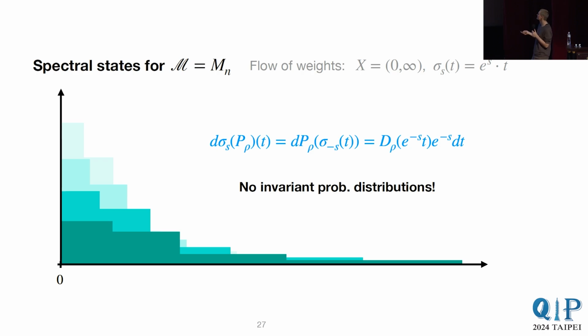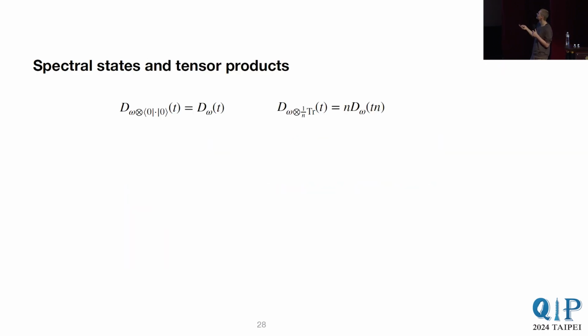And actually, we can use this to prove a bit more. Let's look at the cumulative distribution functions. And what I'm telling you here also works for spectral states in a way, because they're equivalent in this case. So let's look at tensor products. The cumulative distribution function of omega tensor a pure state is just the distribution function of omega. But if I tensorize with a maximally mixed state, then I do get something different. I get a dilation of this function. So this stays a probability density.